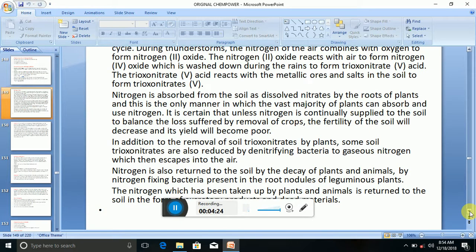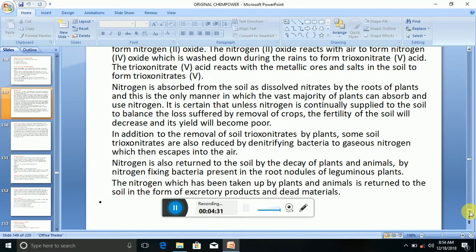Nitrogen which has been taken up by plants and animals is returned to the soil in the form of excretory products and dead materials. So those are the other ways nitrogen can get back to the soil. And I said earlier that this movement of nitrogen from the atmospheric free nitrogen to the soil in the form of nitrates, back into plants, then animals consume the plants, all this movement is known as the nitrogen cycle.